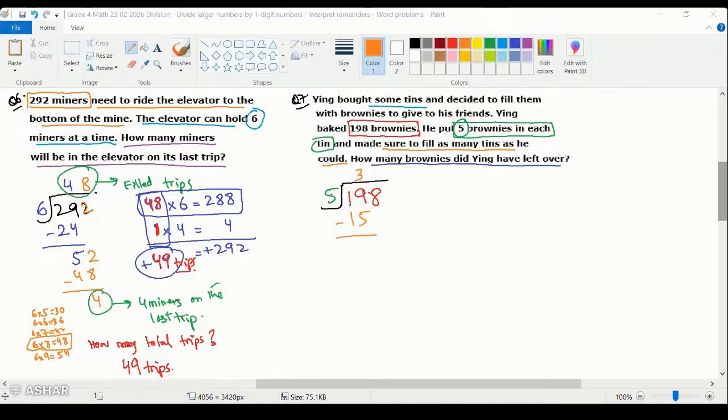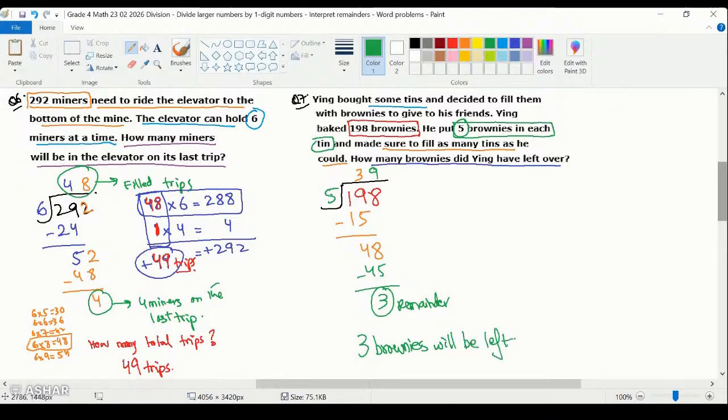Agreed? Perfect. 3. Oh, you're giving me the answer. Thank you. 3 would be left. Thank you, Semi. Thank you, Solomon. Thank you, May. 3 brownies would be left. That means 4 and 8, 9. That is 45, and 3 is the remainder. Perfect. 3 brownies will be left. Perfect. Thank you.